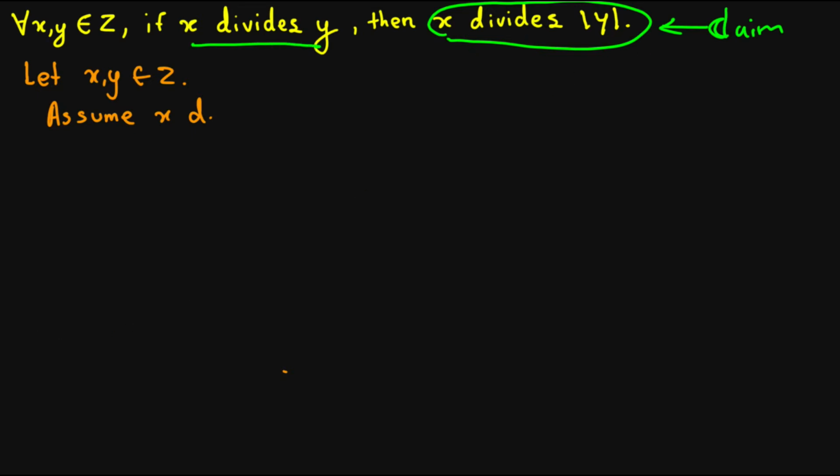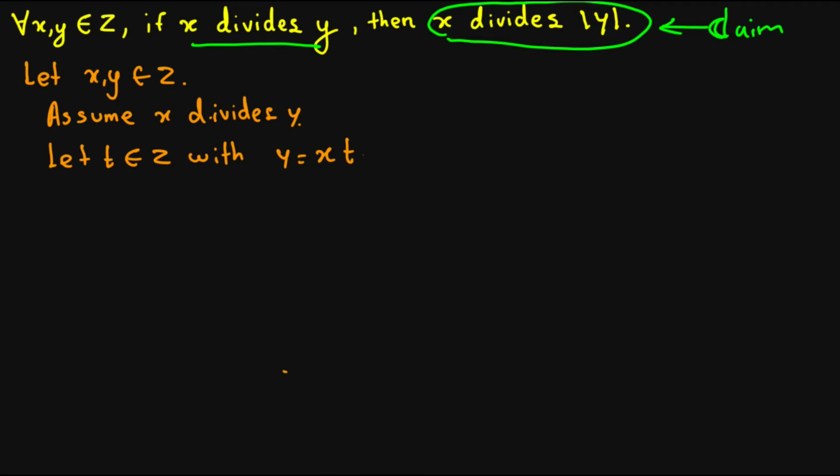So first assume x divides y, then let t belong to integer with y equals xt. Here t is an integer, that's x divides y, because if you rearrange this you will get y over x, it means x divides y. That's why we write this in this way.